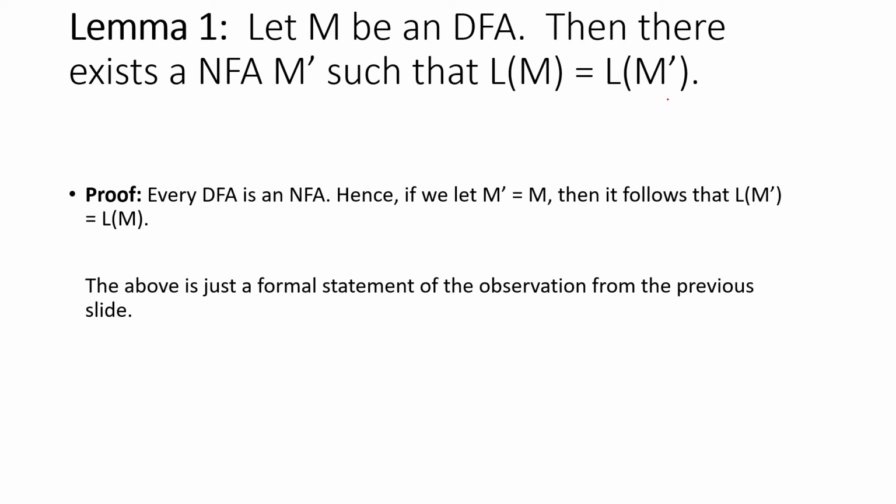How can we prove it? We can just take a formal statement or observation from the previous slide to realize this particular lemma. We have already seen that every DFA is basically an NFA. So if every DFA is an NFA, that means if we let M dash be equal to M, just as we have seen from the previous example, then we can easily say it follows that L of M dash will be L of M.